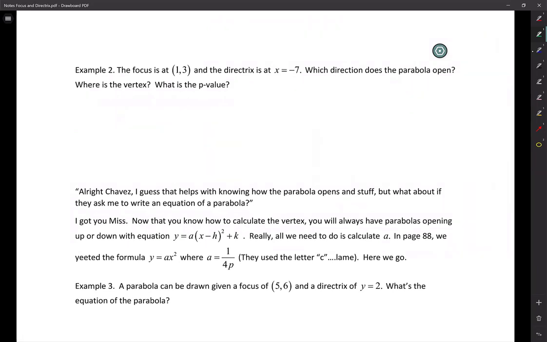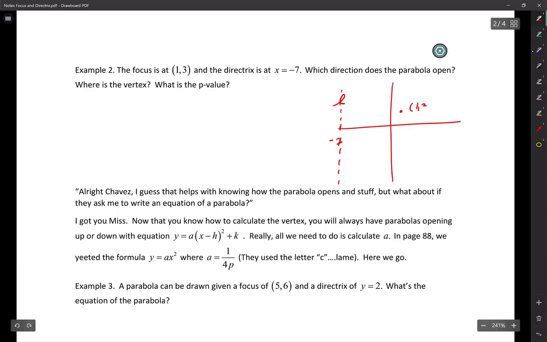The focus is at 1, 3, and I have a directrix at negative 7. So I'm going to draw. It doesn't have to be perfect. X equals negative 7. I'm going to say negative 7 is right here. There it is. And then my focus is at 1, 3. So I'm going to go to 1. No mistake so far. 1, 3 points. This is going to be a big one. Which way does it open? It opens to the right.